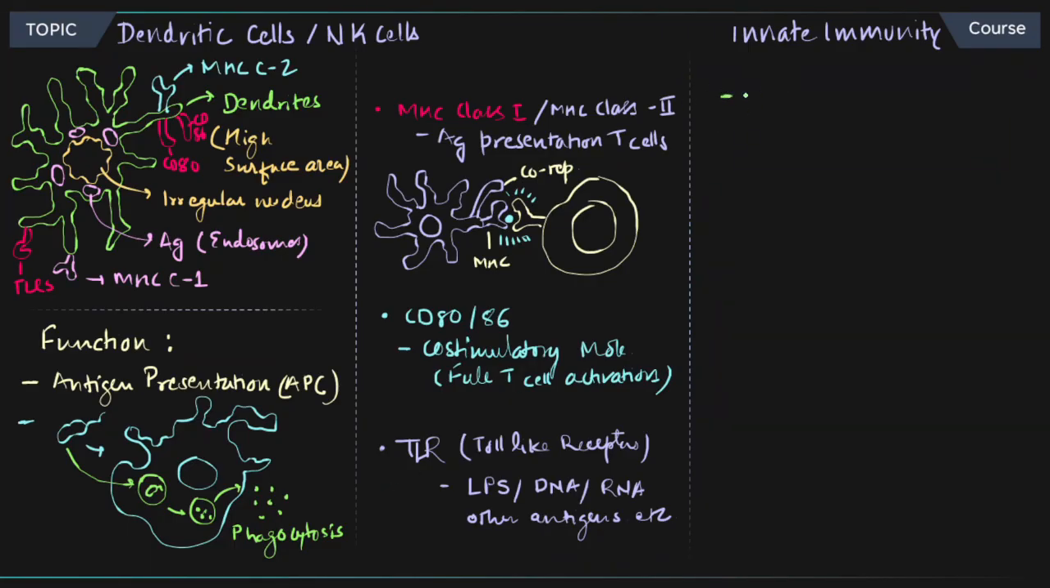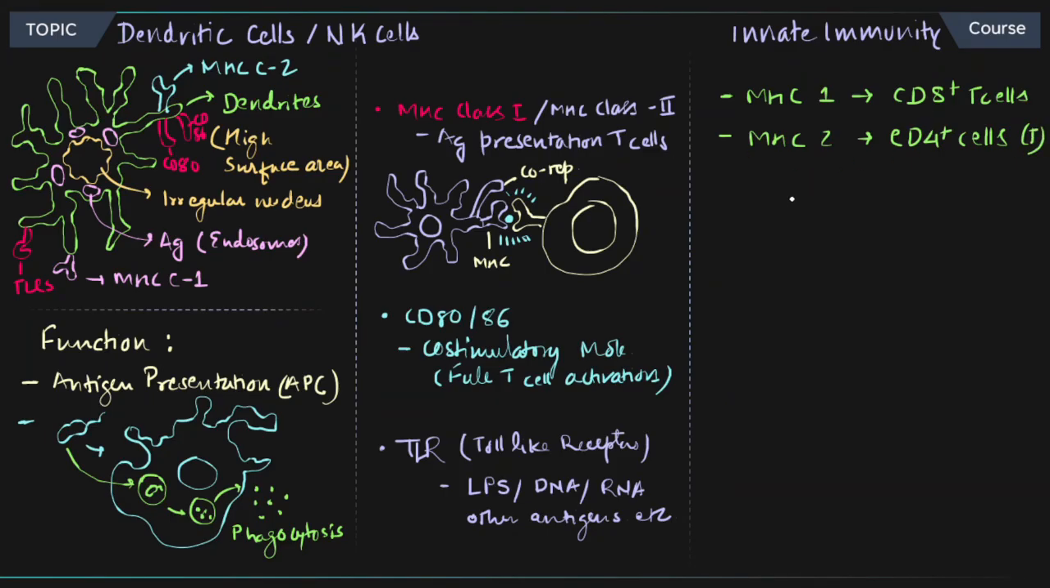Now, if we talk about MHC class 1, they usually interact with CD8 positive receptors that are present on the T cells. MHC class 2 interacts with CD4 positive T cells, and they are helper T cells. Okay, the CD8 T cells are cytotoxic T cells.